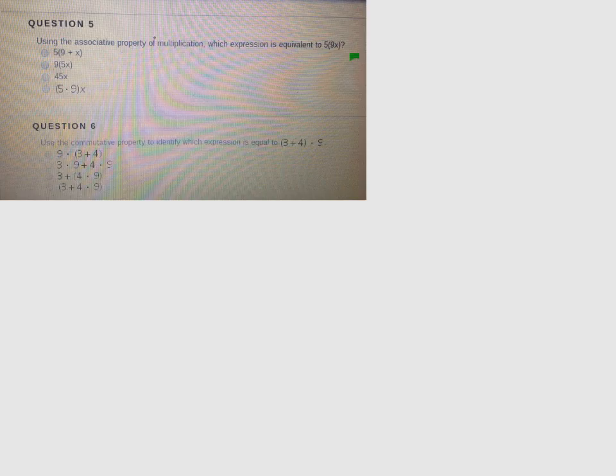All right, let's move on to question number 5. Question number 5 asks you to use the associative property of multiplication. So here is the definition again.